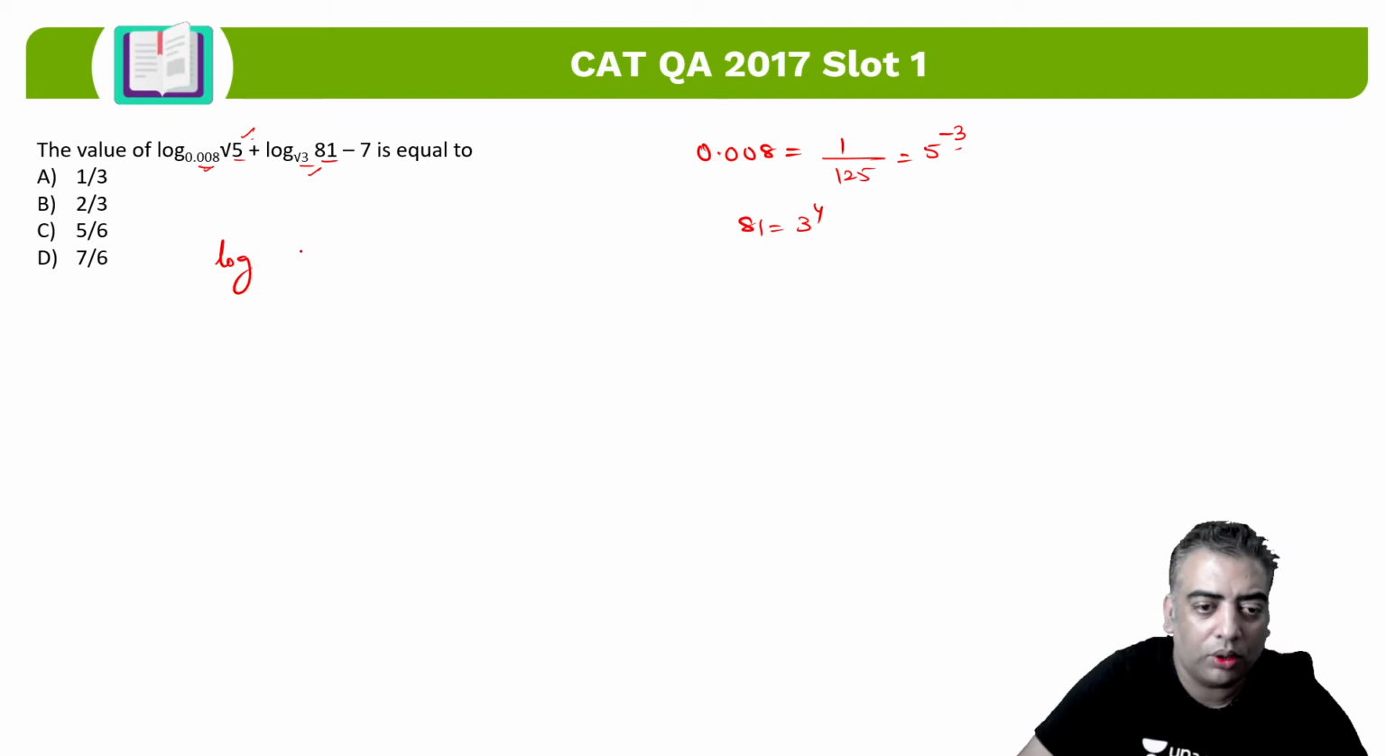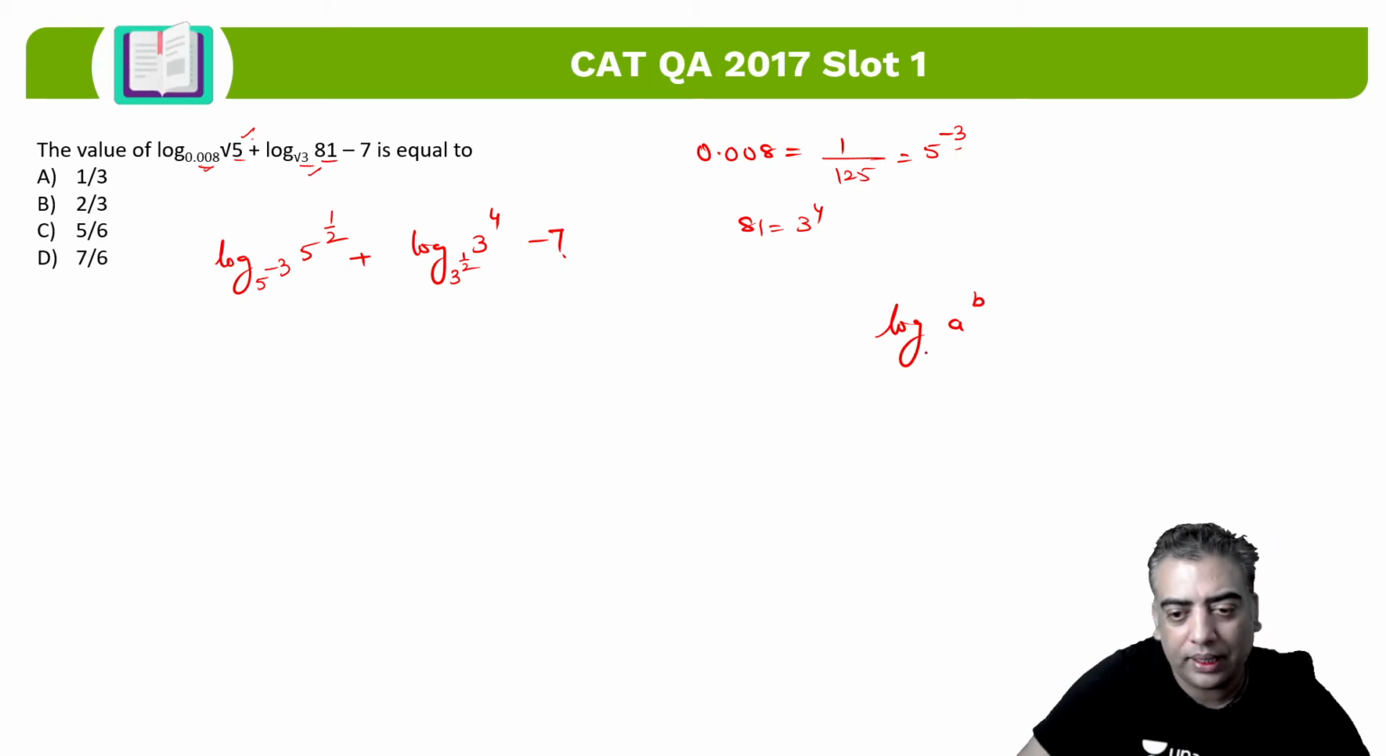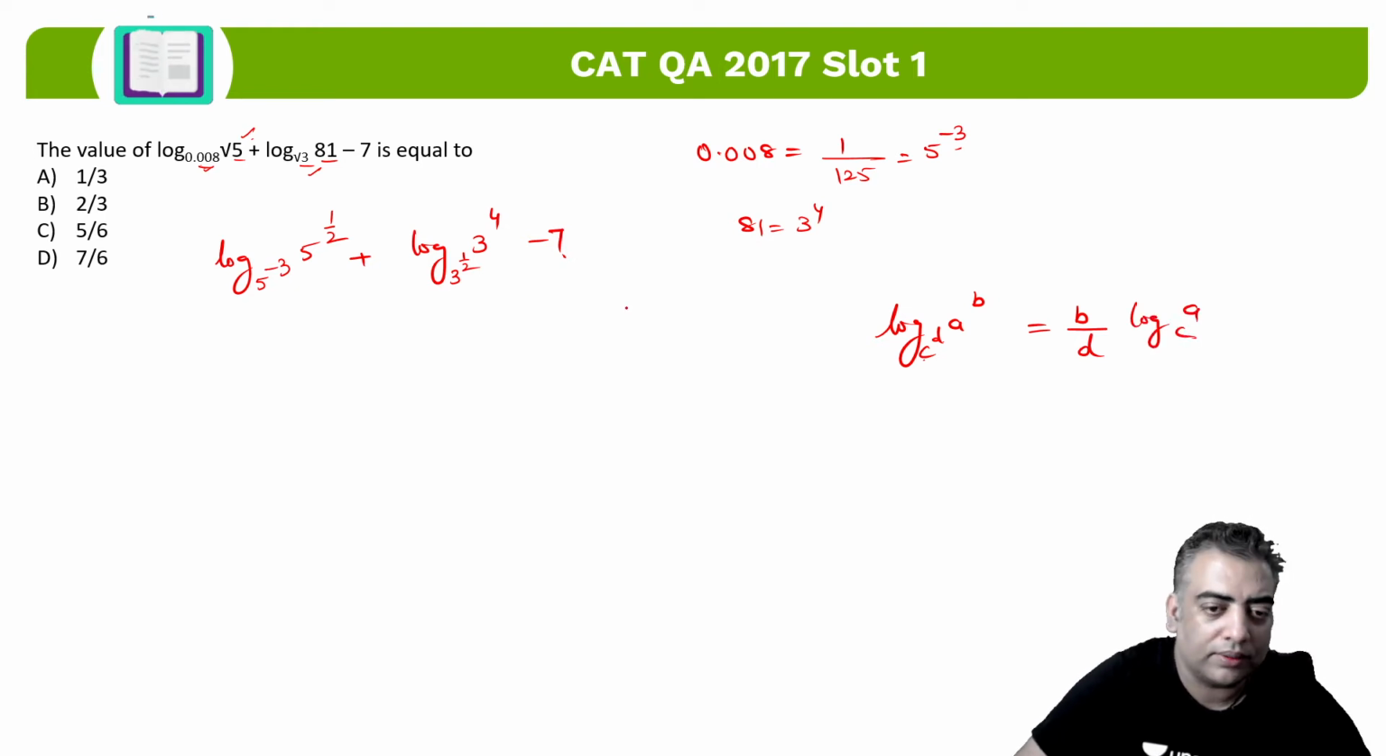So it becomes log of 5 raised to power 1 by 2 to the base 5 raised to power minus 3 plus log of 3 raised to power 4 to the base 3 raised to power 1 by 2 minus 7 is to be simplified. And in any case, if we have log a raised to power b to the base c raised to power d, then the power of a will come in the numerator, power of base will come in the denominator, and can be written like this. So I'm going to use the very same concept here.